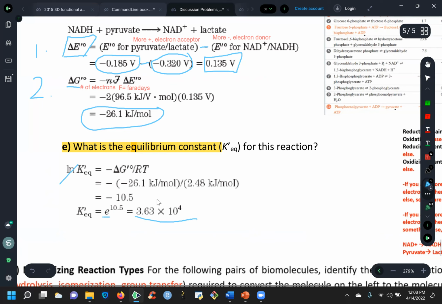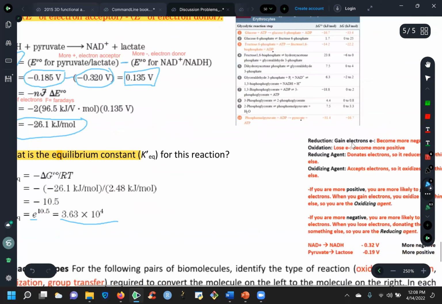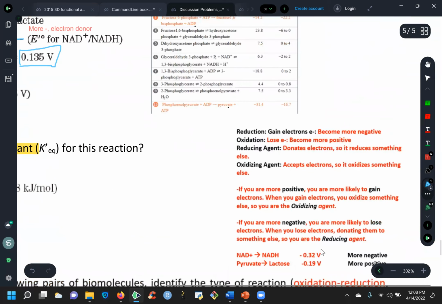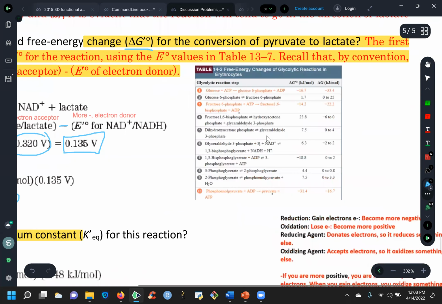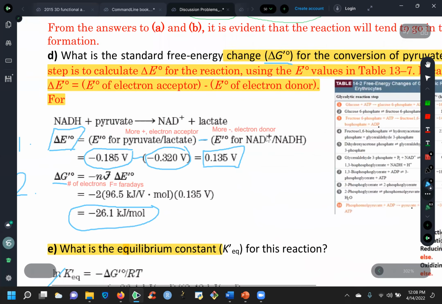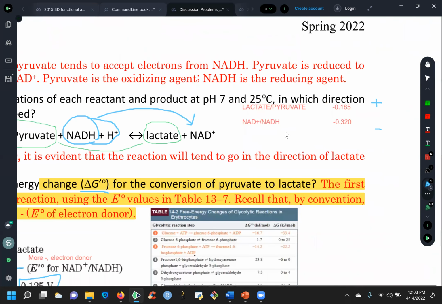So what I did for you guys here was give you all the definitions. A reduction is a gain in electrons. You become more negative. Oxidation, you lose electrons. You become more positive. What is a reducing agent? You donate electrons, so it reduces something else. Oh, that's one thing I didn't do for you guys. Okay, so I'll put it right here.